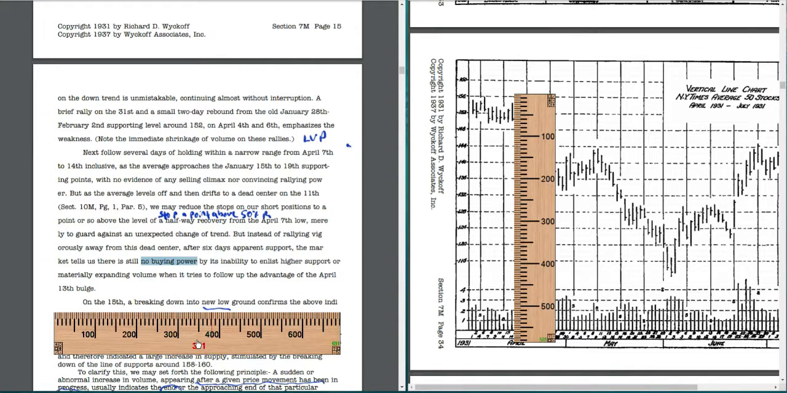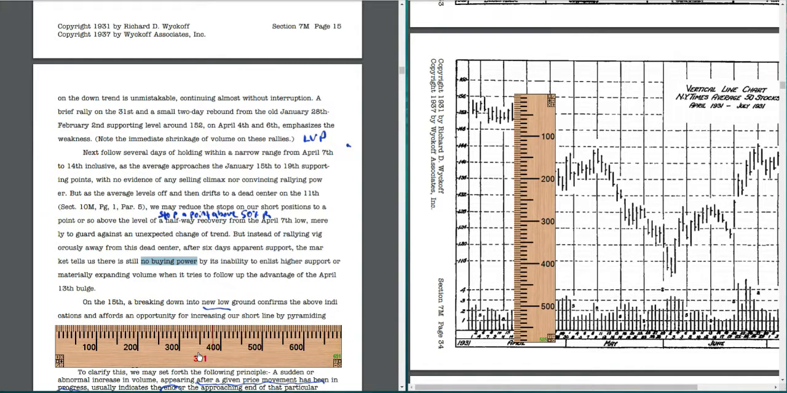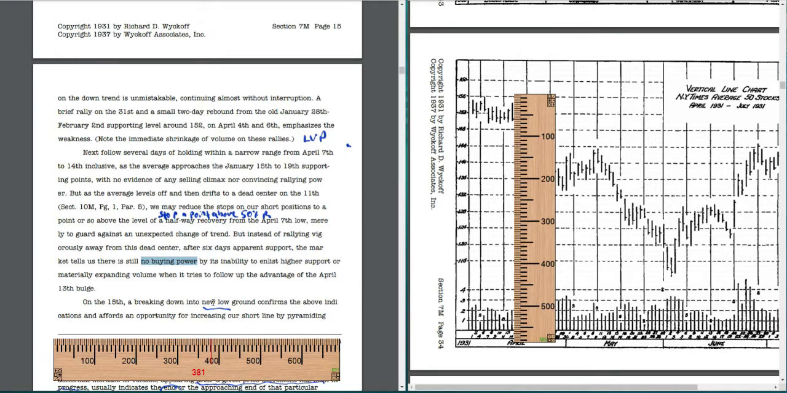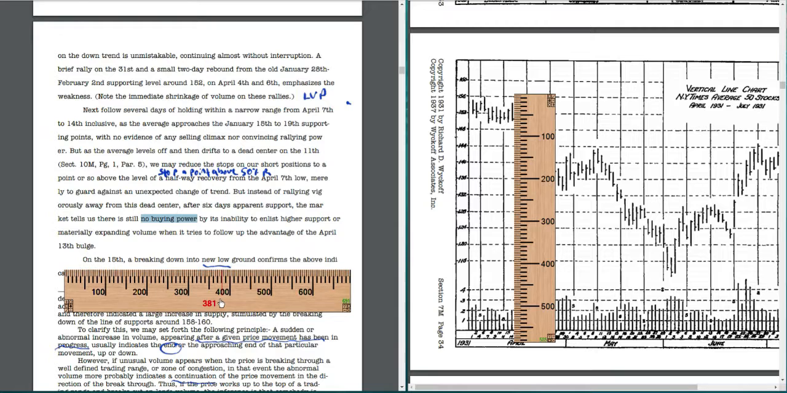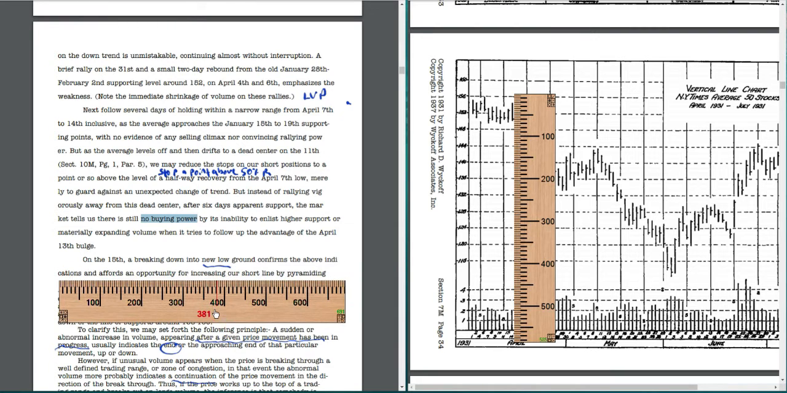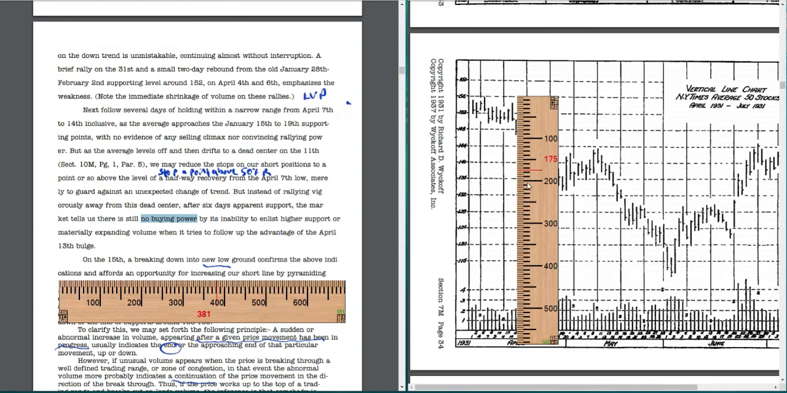On the 15th, the breakdown into new low confirms the above indication and affords an opportunity to increase our short line by pyramiding. So new low, basically he's ready to short. So he takes the short right there. Why? Because of new low. Alright, now you could do this. It's another area where he shorted.